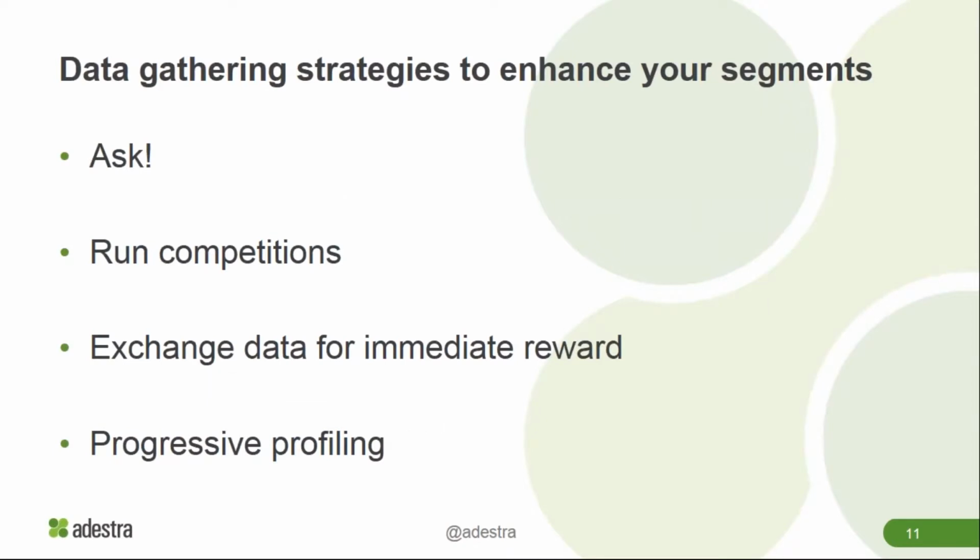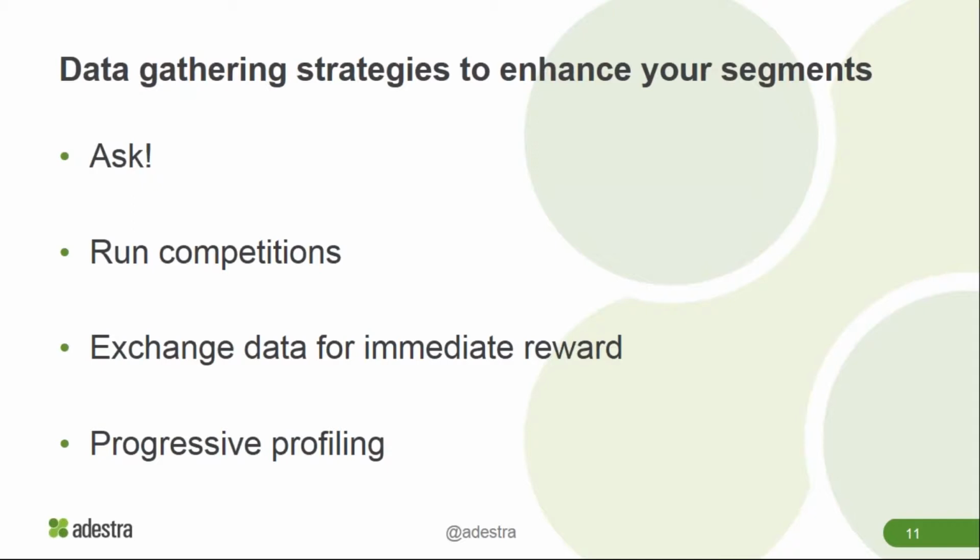So when you've figured out what data you need, how do you go about gathering it? Well, my first tip would be to ask. I know it sounds simple, but I think too many marketers are afraid to ask for data. You can find the right way to ask, and we'll show you some examples. You can also run competitions. Those tend to be quite well received, with customers sharing more information than they normally would when they just sign up for your email, because they know they might be getting something in return.